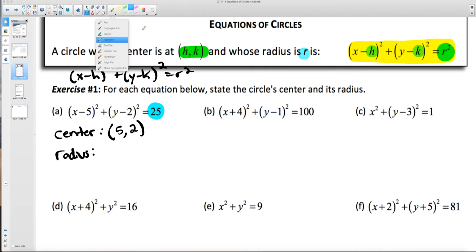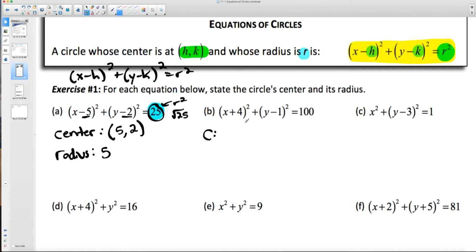So then the radius, just r, if this is r squared, well then the radius is the square root of 25, which is just 5. Okay, so a couple of things here. The center is going to be opposite of this. So if this is -5, -2, it's going to be 5, 2. And the radius is the square root of this number. That's kind of the easiest way to think about it.